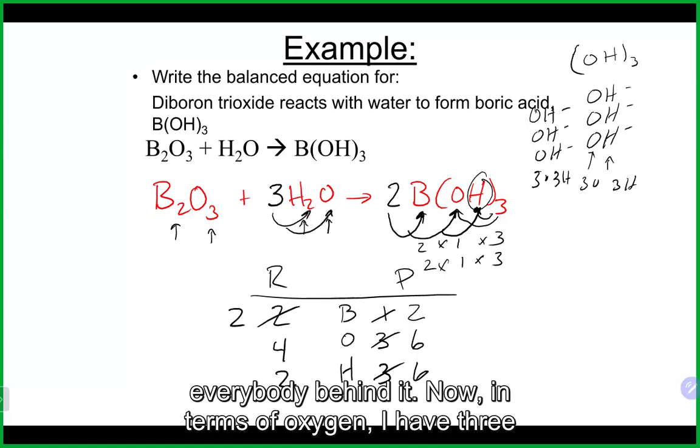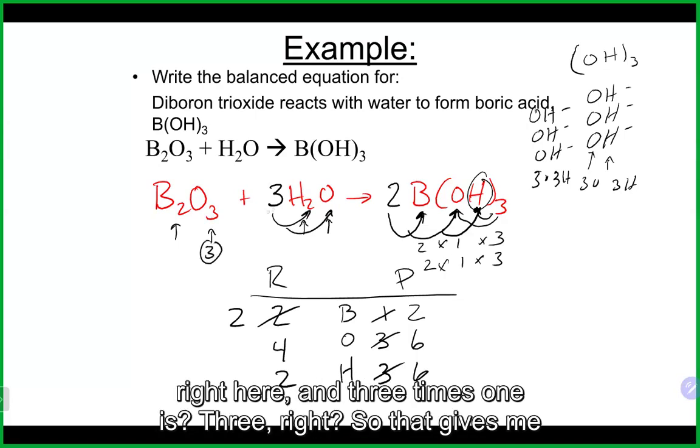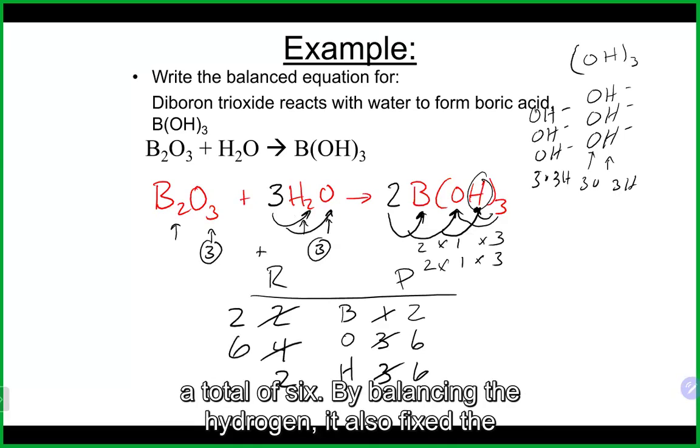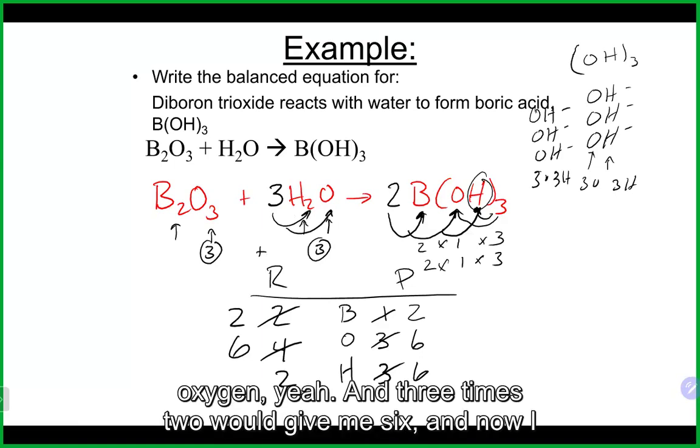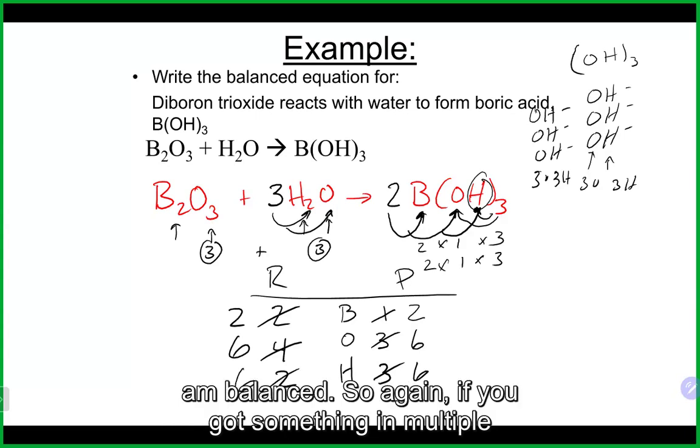Now, in terms of oxygen, I have 3 right here, and 3 times 1 is 3, right? So that gives me a total of 6. By balancing the hydrogen, it also fixed the oxygen, yeah? And 3 times 2 would give me 6, and now I am balanced.